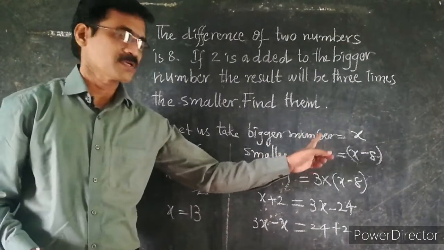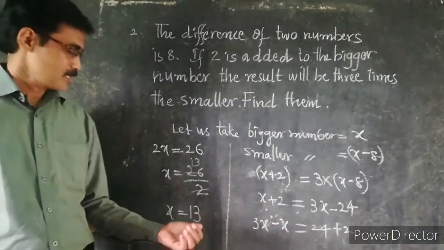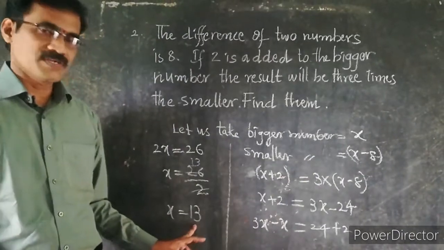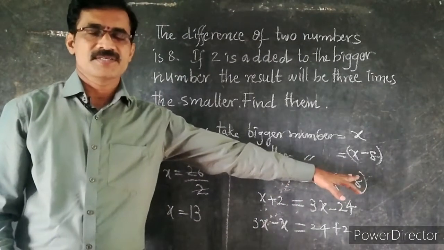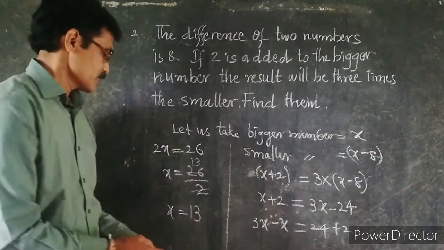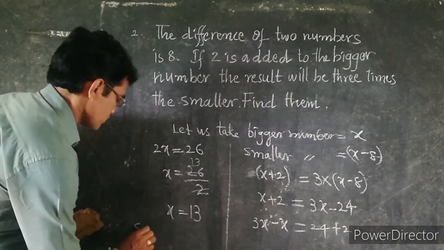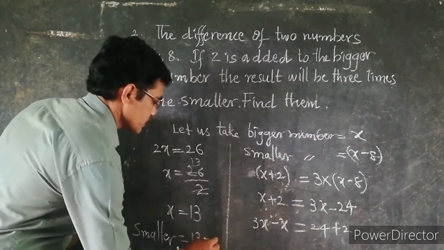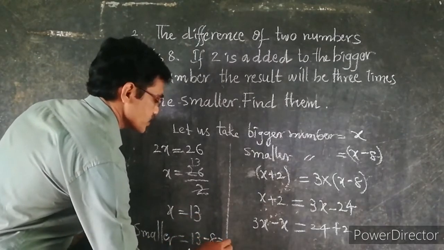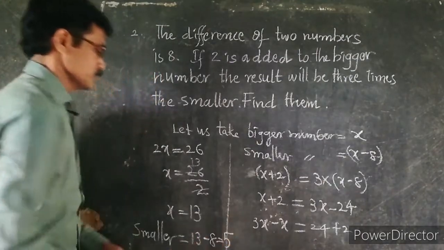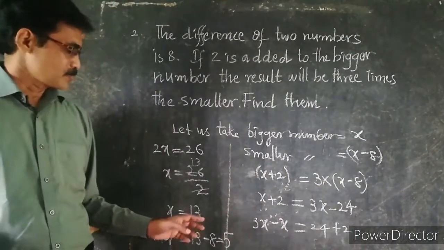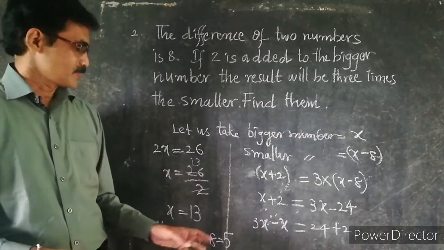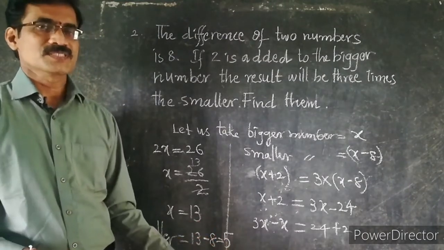That means the bigger number is 13. If the bigger number is 13, then what will be the smaller? The difference is 8, so if you remove 8, the smaller number is equal to 13 minus 8, that equals 5. So the smaller is 5 and the bigger is 13. So these are the two numbers we required.